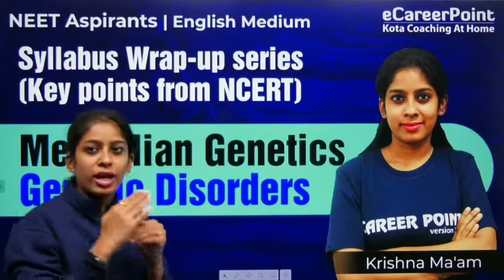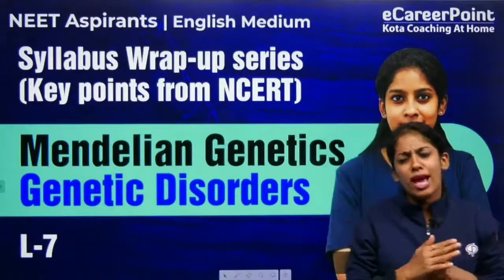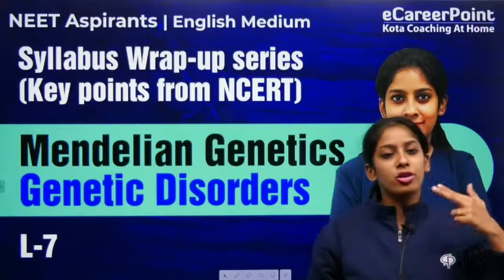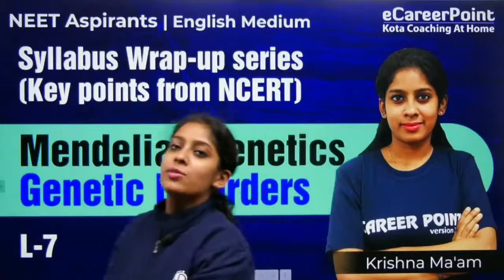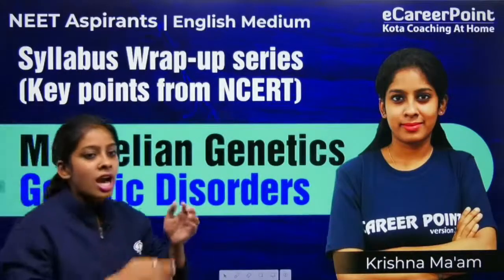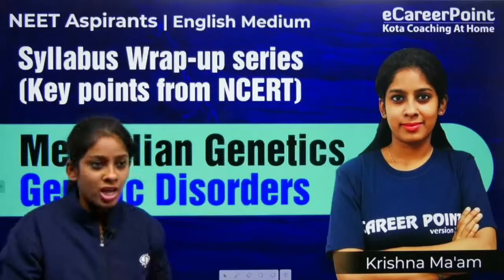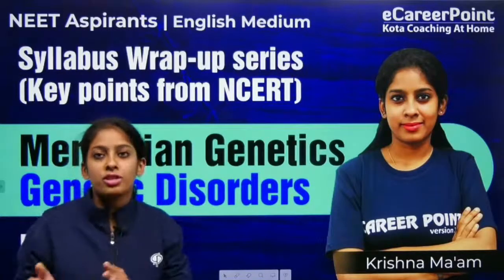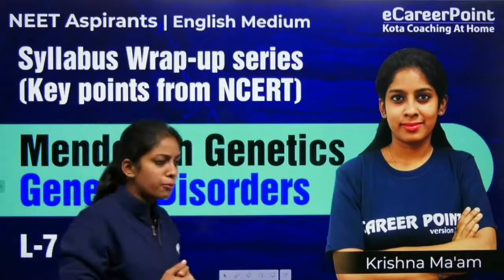I have taught you enough methods on how to solve crosses. We have solved n number of questions in crosses: monohybrid cross, dihybrid cross, incomplete dominance, codominance, etc. But now comes the most Herculean task, that is how to solve the questions from genetic disorders. If the mother is a carrier, if the father is a carrier, then how many children will be affected? All this is a problem.